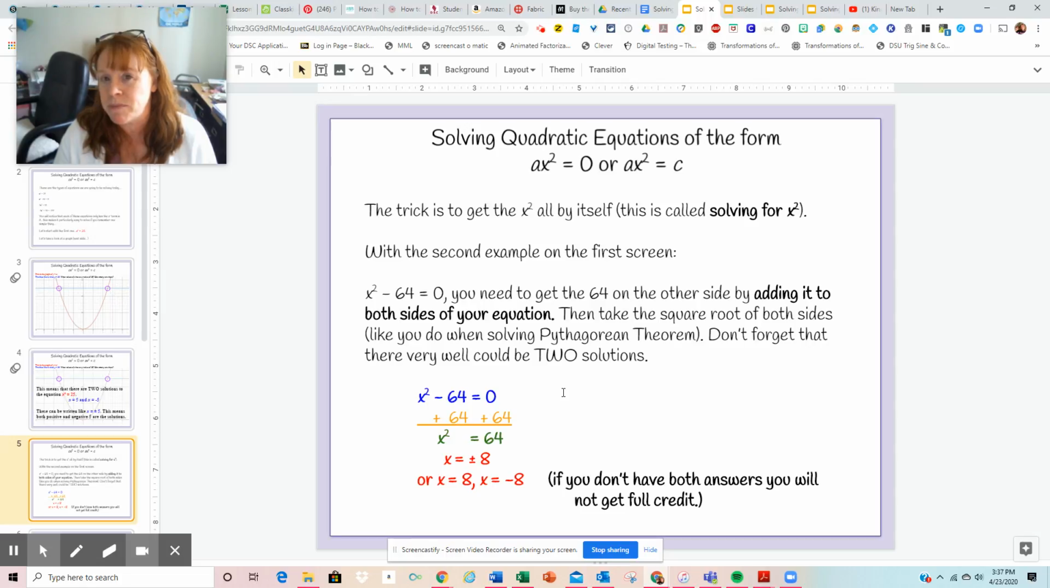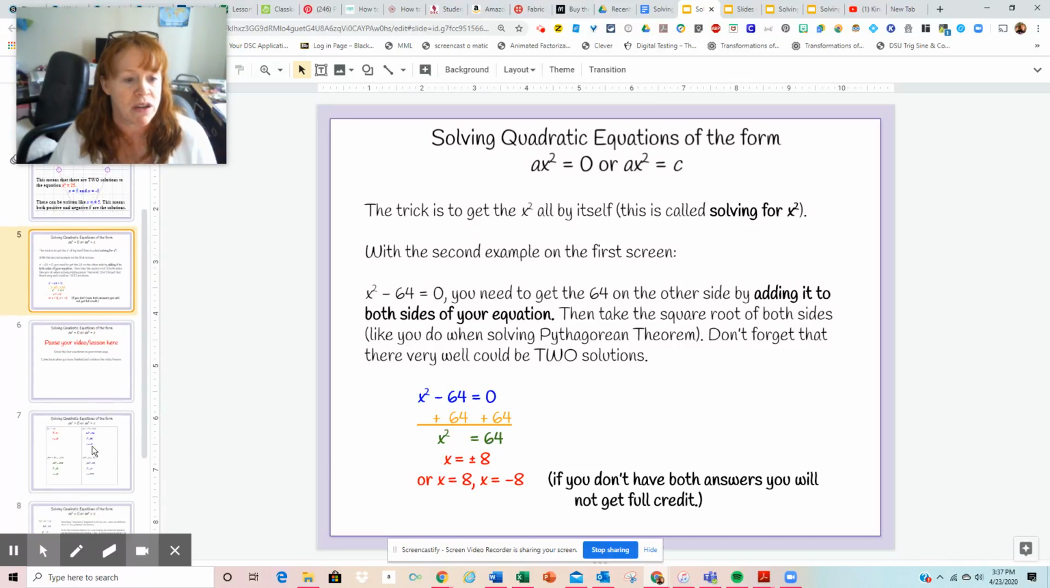Now, you've done similar things to this before when we've used the Pythagorean theorem. So I'm going to add 64 to both sides and then take the square root. And once I take the square root, I'm done. x equals positive and negative 8. So you can write it like this, or you can write it like this. Either way, I don't care, but you've got to have both answers. If you only have 8, you're not going to get full credit.